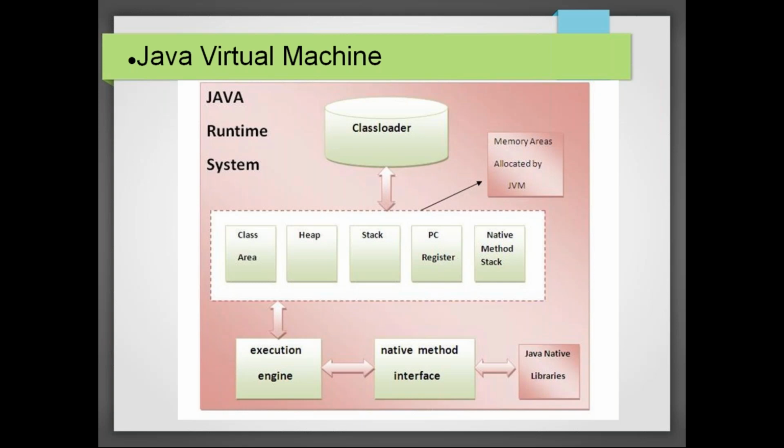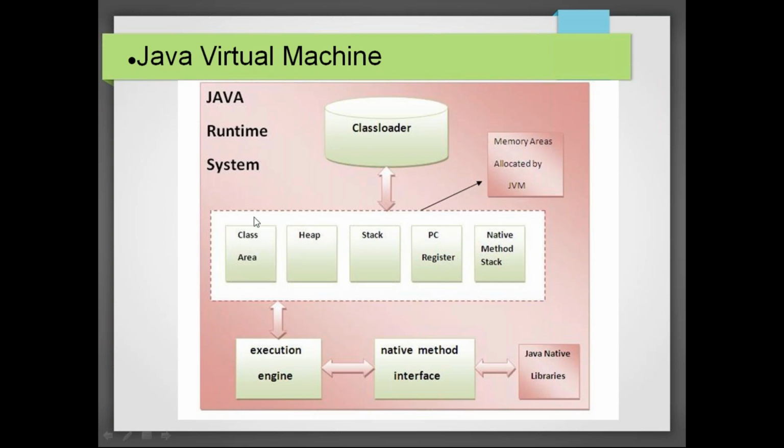So based on this, if it is an object, then I'm going to create it in the heap. If it is a method, then I'm going to create it in my stack. If it is going to be an object, then I'll be creating it in a heap. If it is going to be a method, then I'll be creating it in a stack. So that is these two memories.